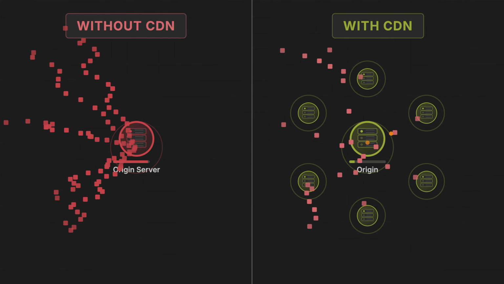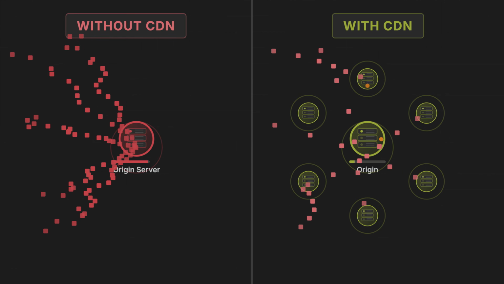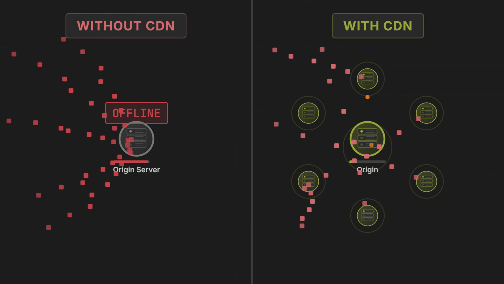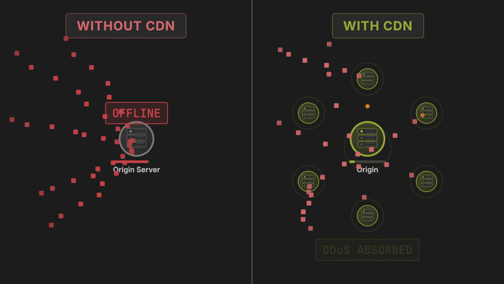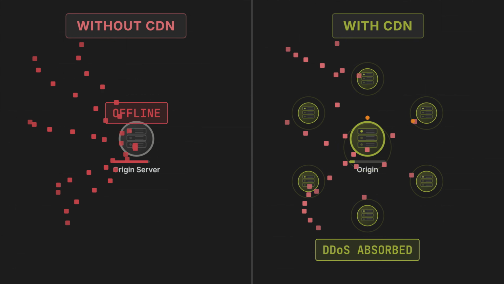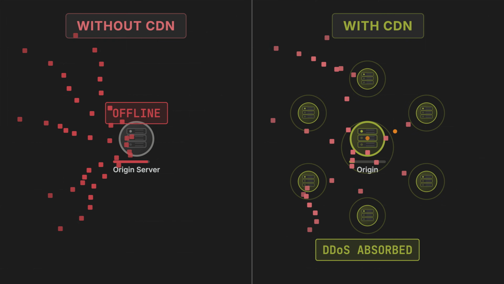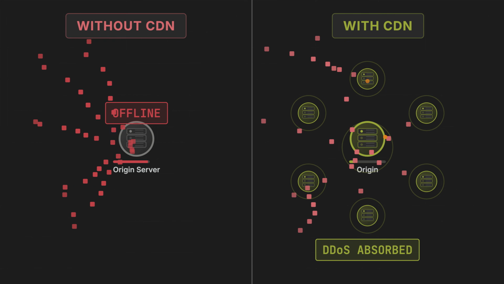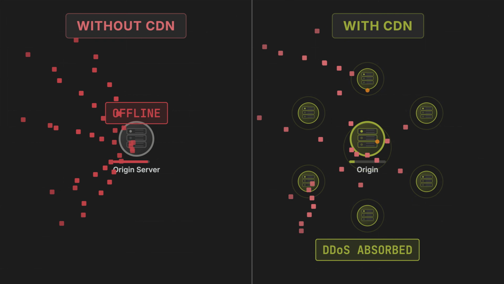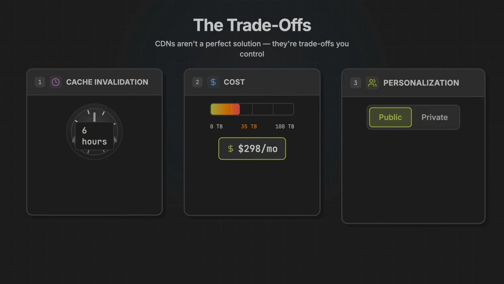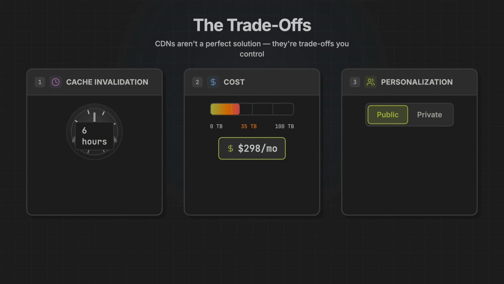And when malicious traffic hits, a DDoS attack on a single server can take you down. That same attack spread across 100 edge locations, each server handles a fraction. Most CDN providers include DDoS mitigation as a core feature. It's a natural side effect of distributed architecture. CDNs aren't a perfect solution. They're a set of trade-offs you control.